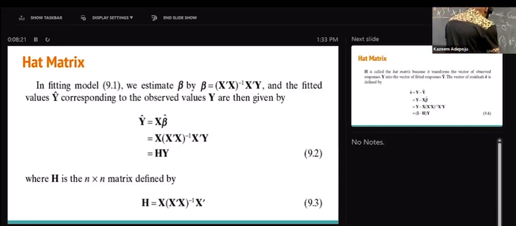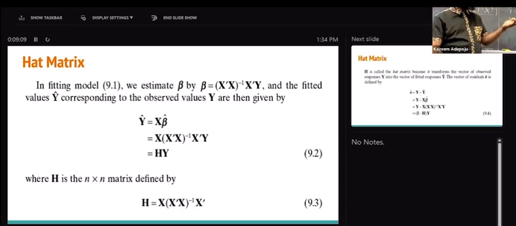Based on what you see now, if I got this, and this is this, and I plug that in, I'm actually going to have this. So when I focus on this side, the one that has to do with X, then I'm actually going to have H. H now is the hat matrix. So the hat matrix actually depends on X. You can see now equation 9.3 is actually the hat matrix.